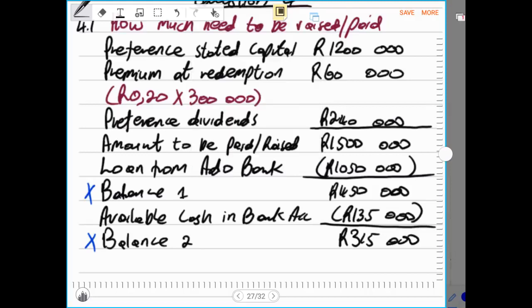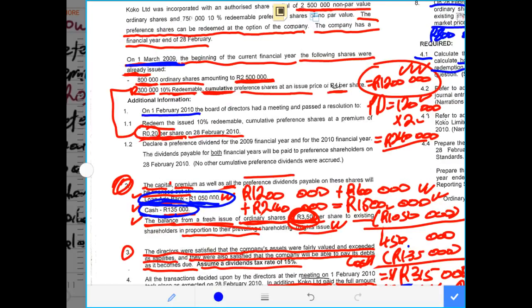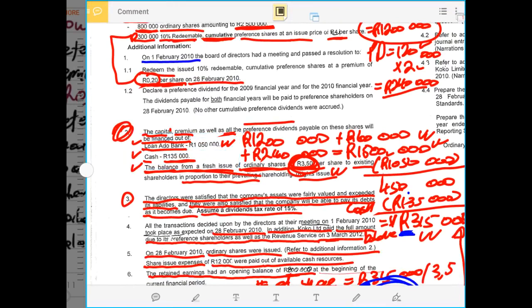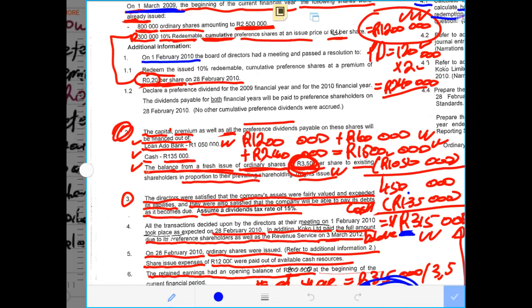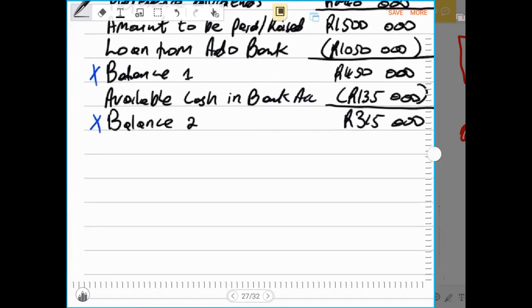What do we do with this balance now? They are telling us that with the remaining balance, which is balance number 2, I prefer to just say balance 1 and balance 2, so that you know the first balance and the second balance. So they say the balance comes from the fresh issue of ordinary shares at 3 rand 50 cents. The capital is already known, so once you know the capital, it becomes easy. How much do we need to raise? 315,000.